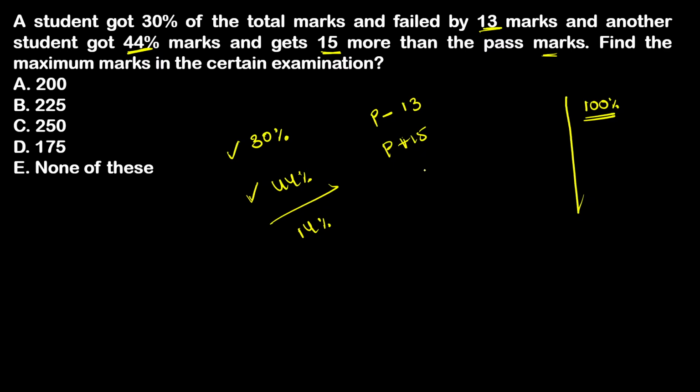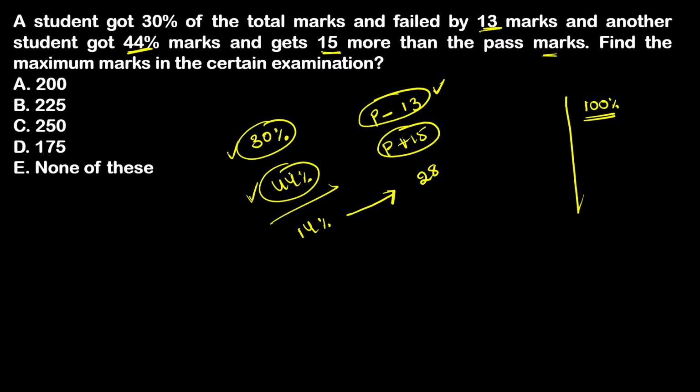The second person got 14 percentage more than the first one, and 28 marks more than the first one. He got 13 less than the pass marks and this person got 15 more than the pass marks. So the difference between the scores of these two persons will be 28. So we need to understand it as 14 percentage if it is 28. Is this point clear? Once this is understood, I am sure we can solve any of the questions based on this.